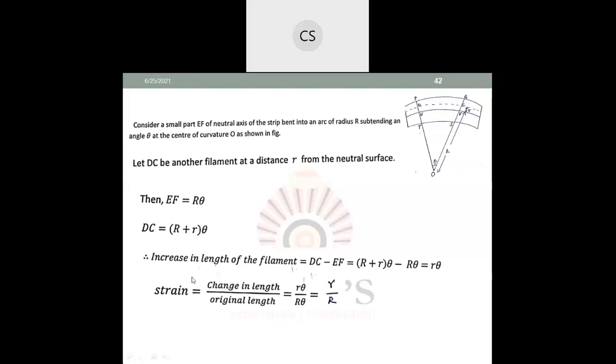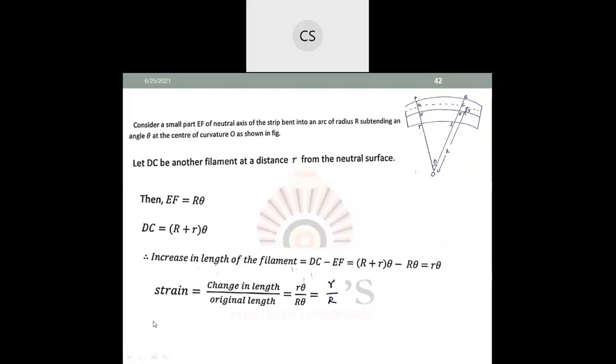So therefore the increase in the length of the filament can be written as DC minus EF. DC is the extended filament, because the upper filament undergoes extension. What is DC? DC is nothing but (R plus r) into theta minus capital R into theta. So therefore you are left with small r theta.